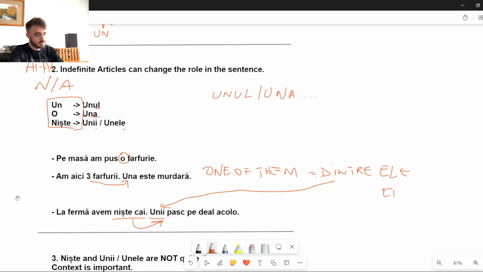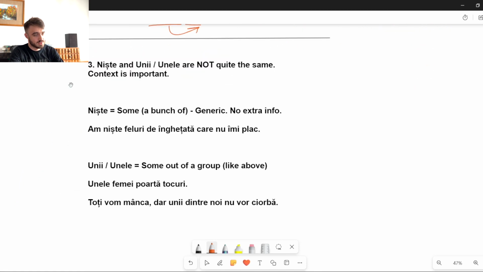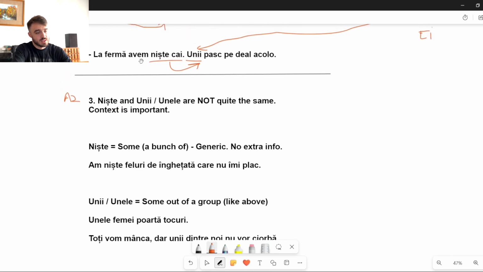And finally, one that's a bit more, I would say, an A2. I don't think it's anything more difficult than that, to be honest. But it's something that, if you didn't have the chance for somebody to explain this to you, you have to know that niște and unii is not the same. And actually the previous example stands as a clarification, I hope, because look at this, yeah?